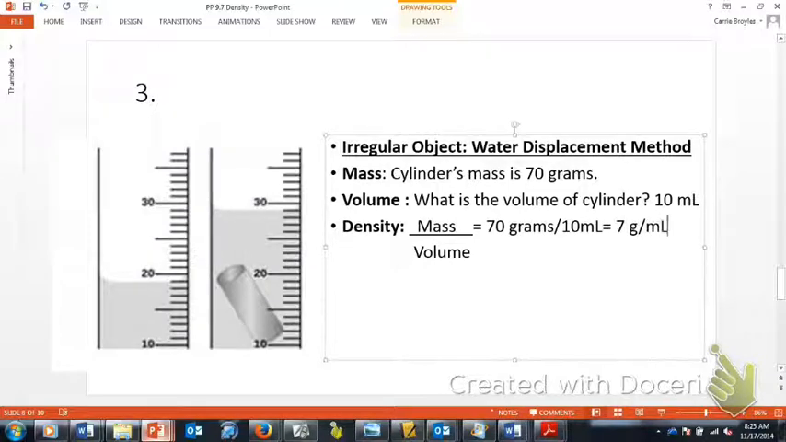However, remember we just measured a solid, so what we're going to have to change that milliliter to is going to be grams per centimeters cubed, and my computer screen just went berserk. So grams per centimeters cubed right here. If I can get back in there.